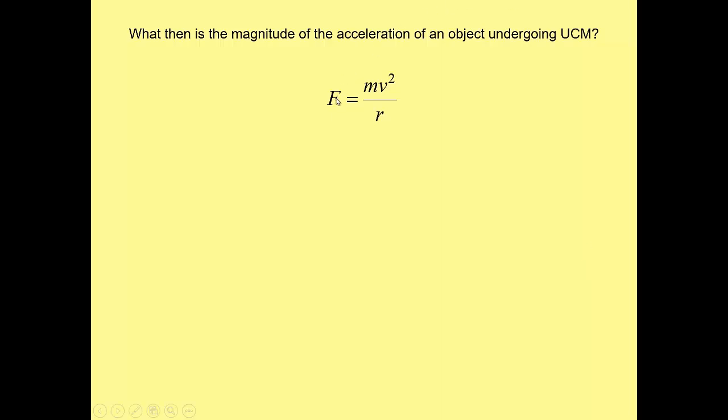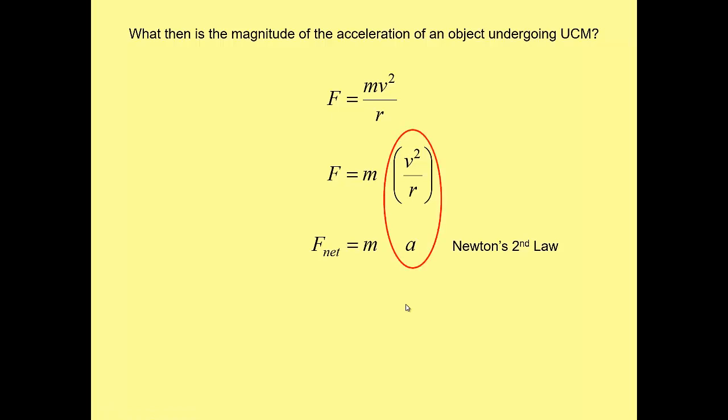If this is the force required, we already know an equation for the force required to make something accelerate. That's what we call Newton's second law. Right? So if I rewrite this equation, pull the m out over here, we can compare it to Newton's second law. Newton's second law says net force equals mass times acceleration. So if you compare these two equations, do you see what the acceleration has to be? Yeah, it has to be the speed squared over the radius. And this again is for an object moving in a circle at a constant speed.